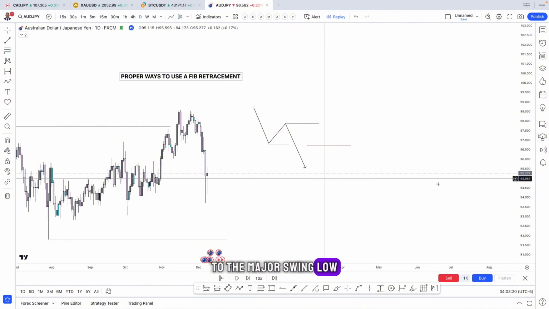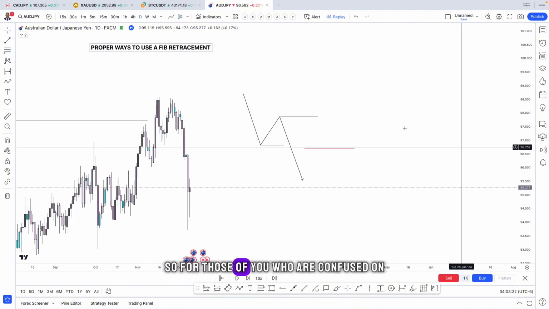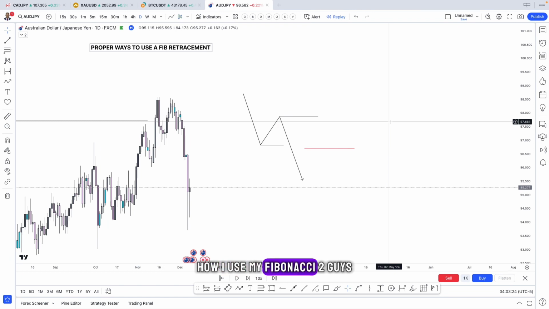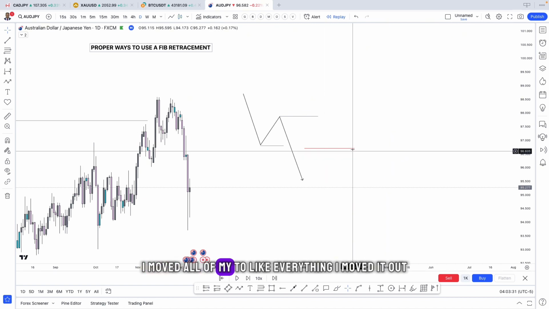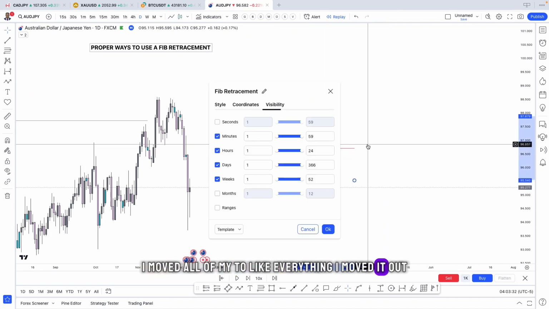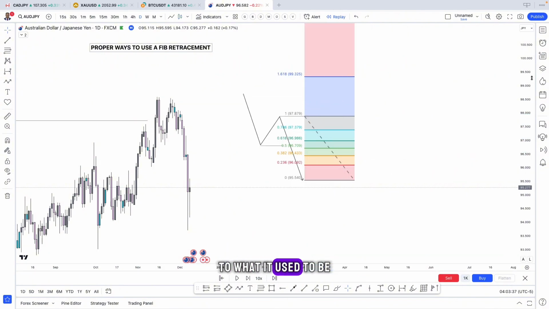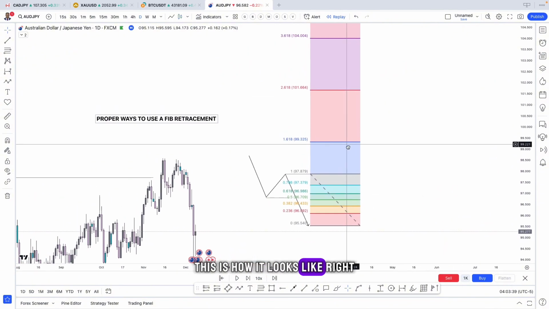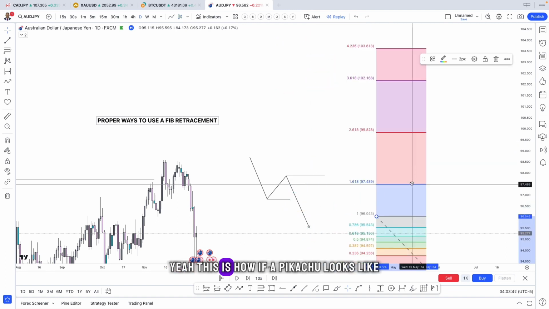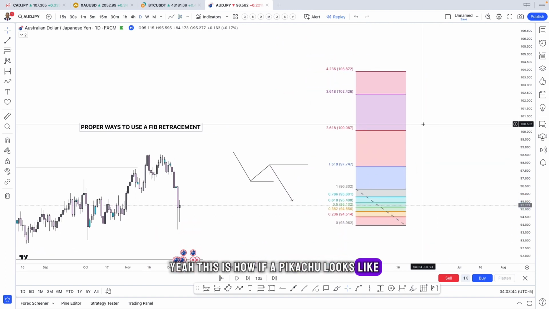So for those of you who are confused on how I use my Fibonacci tool, guys, don't be confused. I moved all of my tool, like everything, I moved it out. If I play it back to what it used to be, this is how it looks like, right? This is how a Fibonacci tool looks like. But for me, I don't need all this long thing. I don't need all this noise. The only thing I need is just my red line.